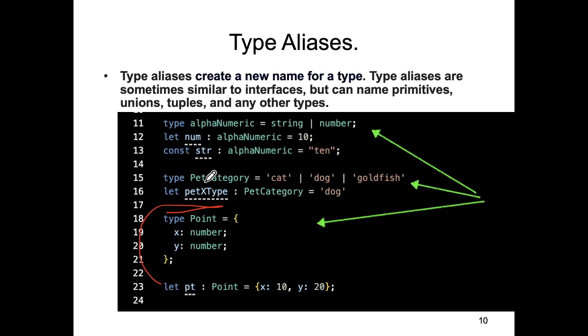So here now I'm declaring a variable of that type. And so the only value that I can assign to this variable is either the string cat, the string dog, or the string goldfish. If I try and assign any other type of string to it with a different value, then the compiler will complain. And that can be quite a useful constraint to put on a particular variable in an application.